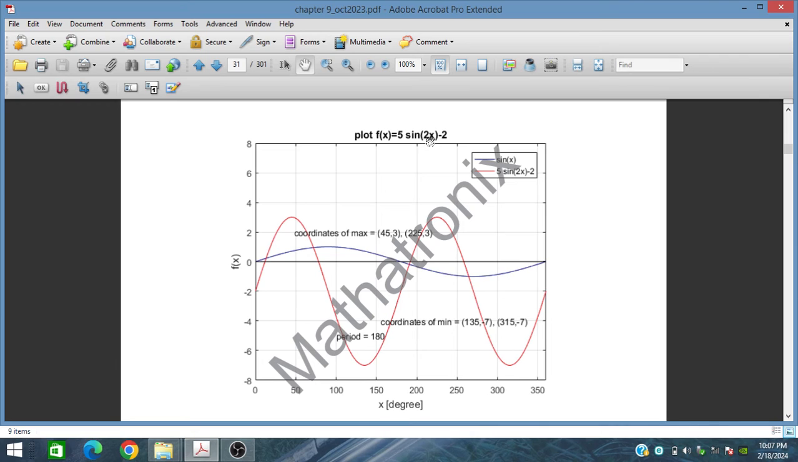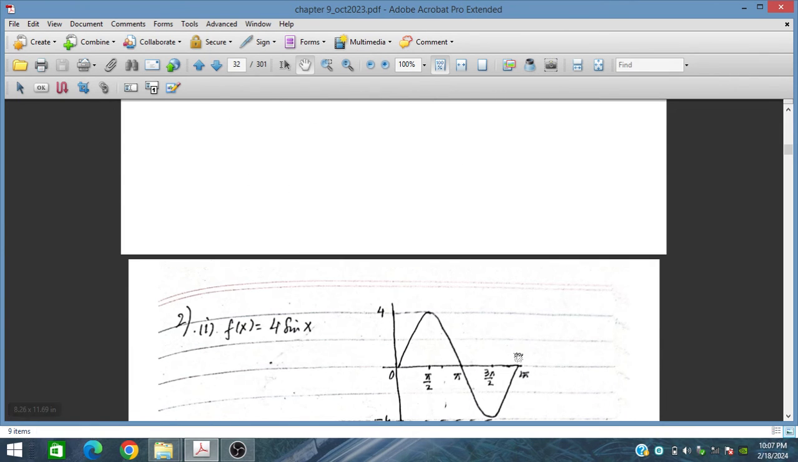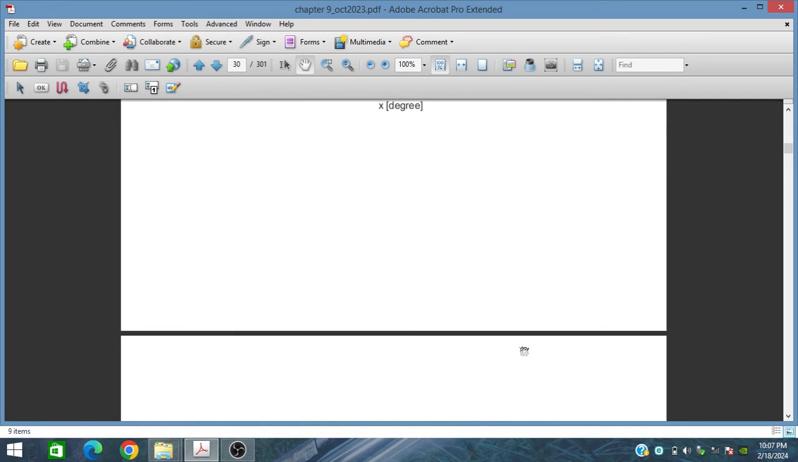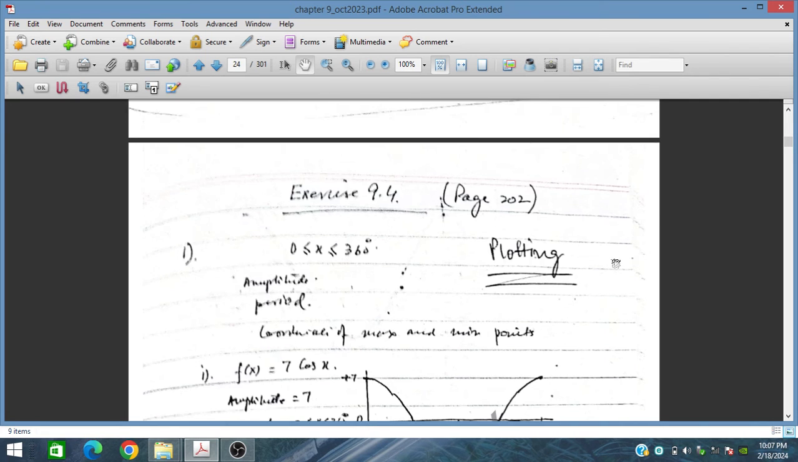And since this is 2x, this is a double graph from here to here, and then from here to here, repeating the same signals. So that's why the period is halved. The period of this signal is from 0 to 180 degree, and after that it is repeating. So this is part 1. Let's solve part 2 in radian form. This is very, very important.